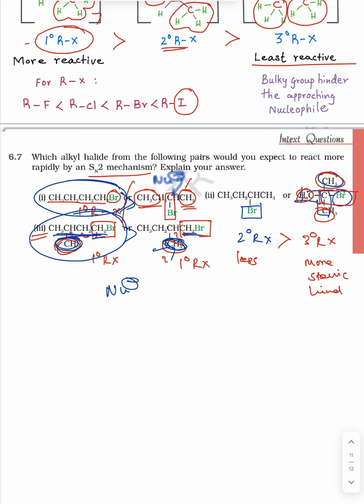What is the IUPAC name of the compound? This is the methyl group, and this is the bromo group. Numbering 1, 2, 3, 4, it is 1-bromo-3-methylbutane. So this is the correct one.